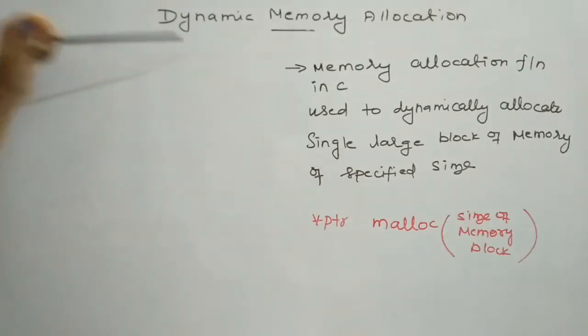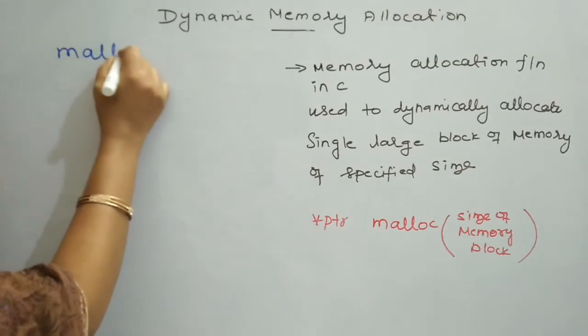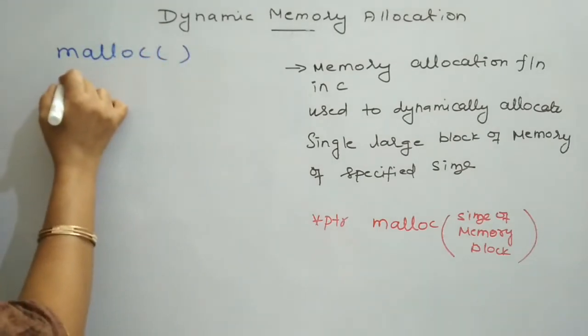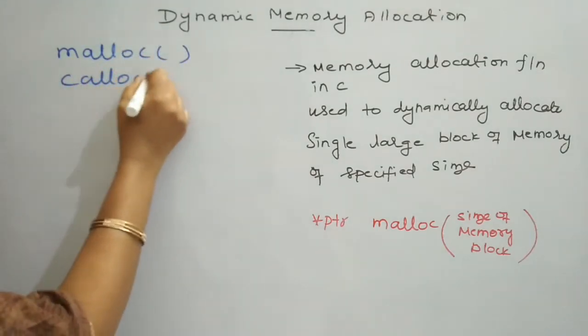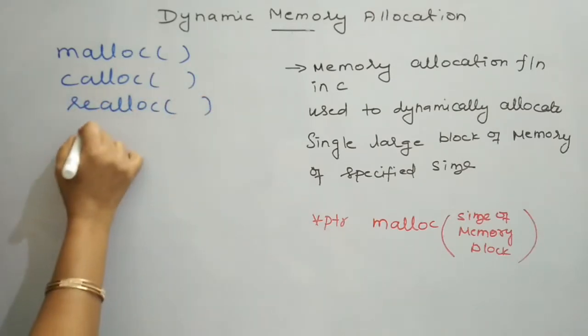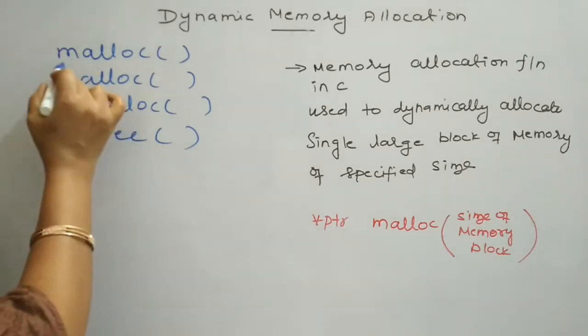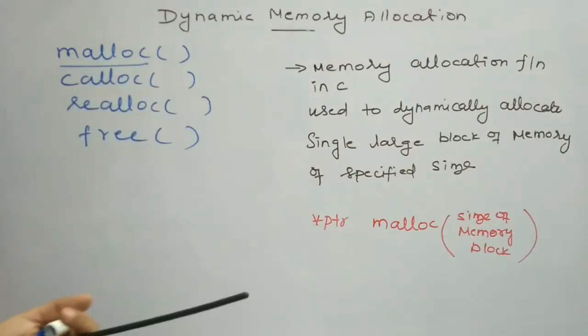That is the basic need for using dynamic memory allocation. For implementing dynamic memory allocation, we are going to use built-in functions like malloc, calloc, realloc and free. These are all the functions which are used for implementing dynamic memory allocation. So we'll start with the malloc function.